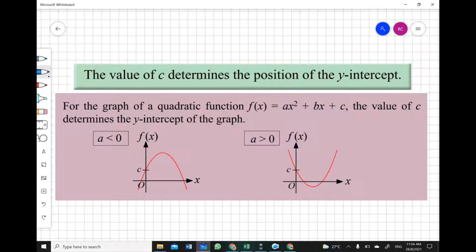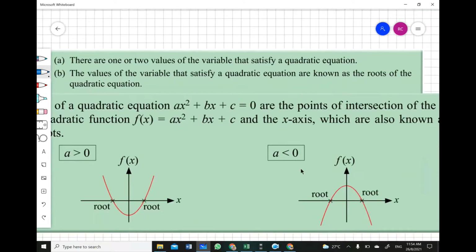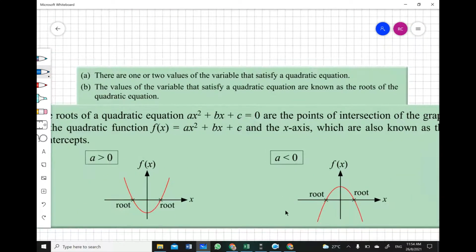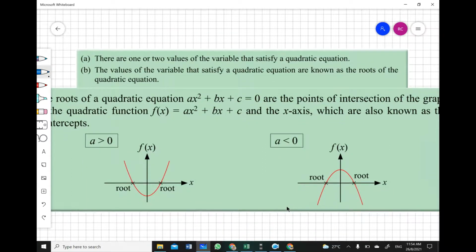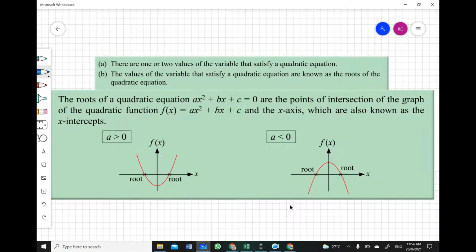The value of c determines the position of the y-intercept. This one also you have known it. So for a less than 0, a sad face like this, the value of c can be here. And then for a smiley face, the value of c can be here. Okay, that is the y-intercept. Next, there are two values of the variable that satisfy a quadratic equation. The values of the variable that satisfy the quadratic equation are known as the roots of the quadratic equation. So for a smiley graph, the roots are here. For a sad face graph, the roots are here.